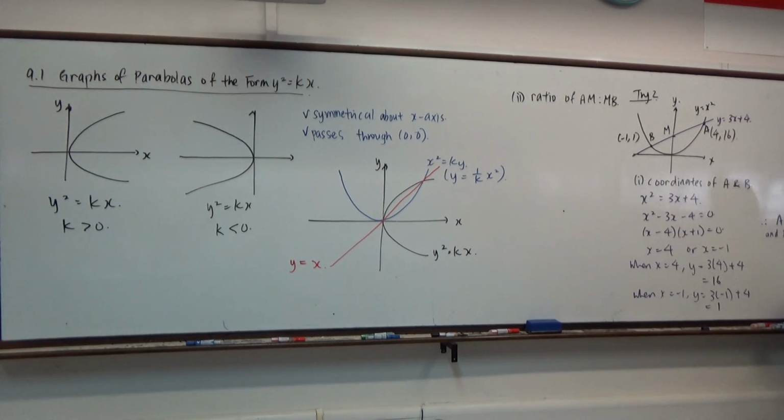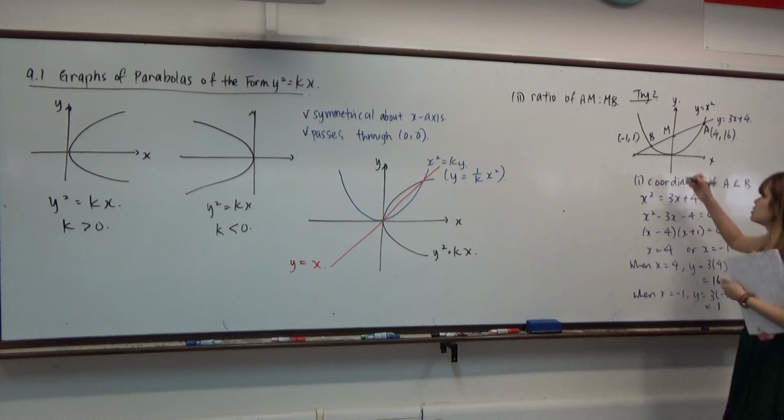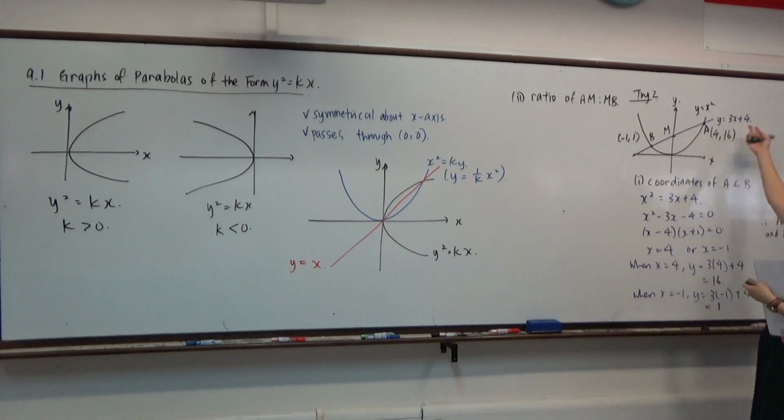Just use length of line segment. Do we know the coordinates of M? Sub x equals 0. Okay. So we can sub in x equals 0 into the equation of the line, and find the coordinates of M.